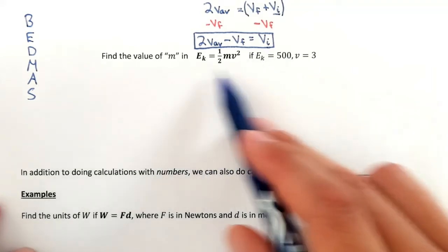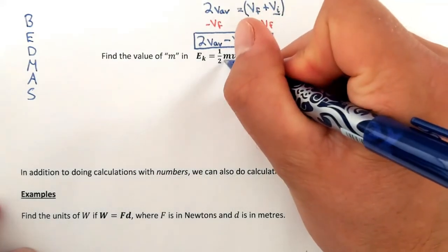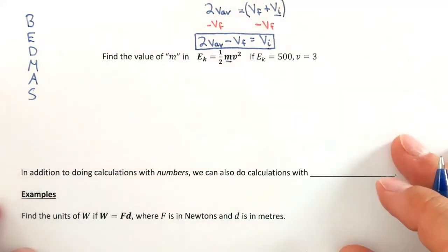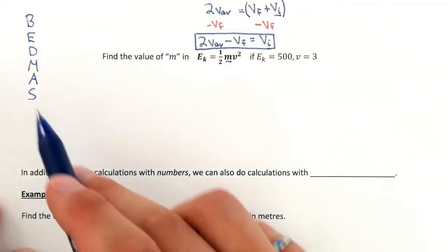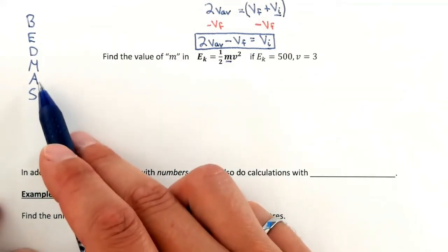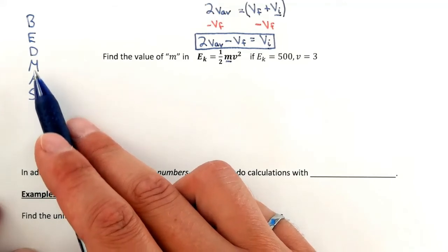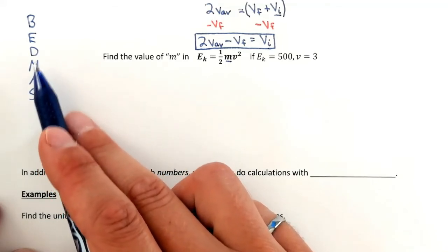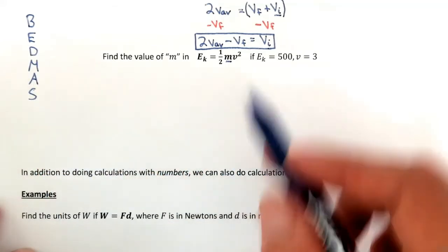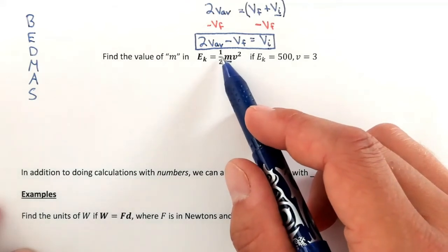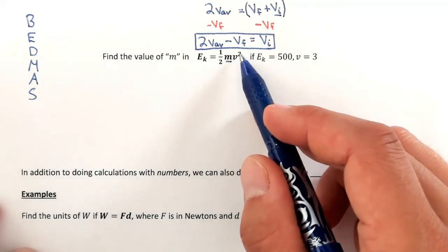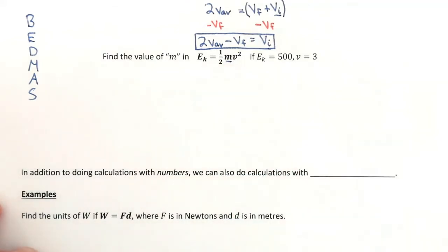So looking at this equation, here's the m that I'm interested in. Is there any addition and subtraction being done to it? No. Is there any multiplication or division? Well, yeah, there's a couple. It's getting multiplied by 1/2, and it's getting multiplied by v squared. So let's deal with these one at a time.